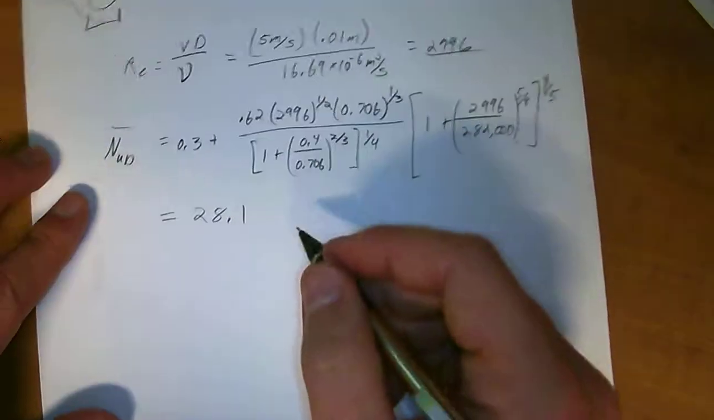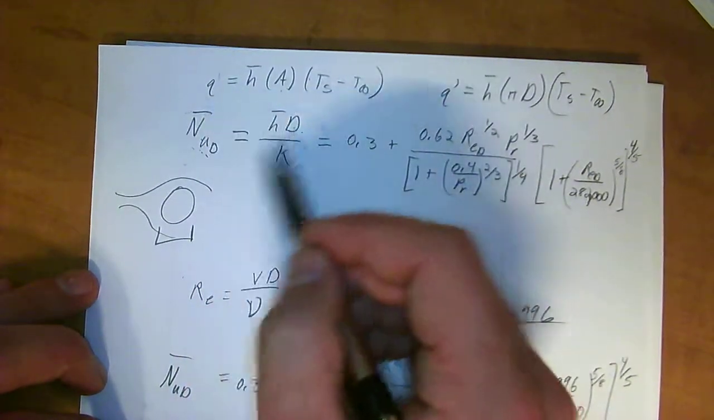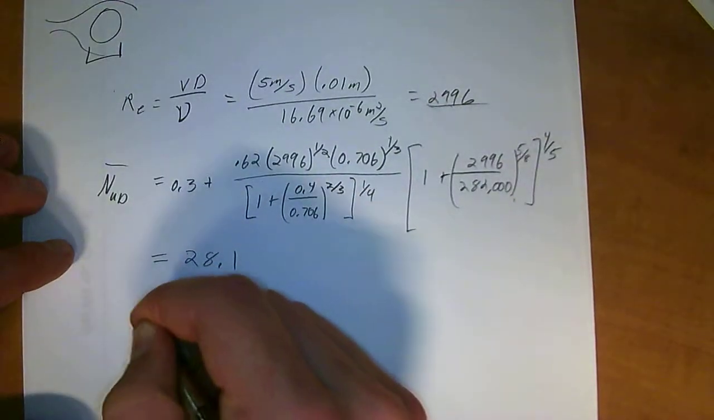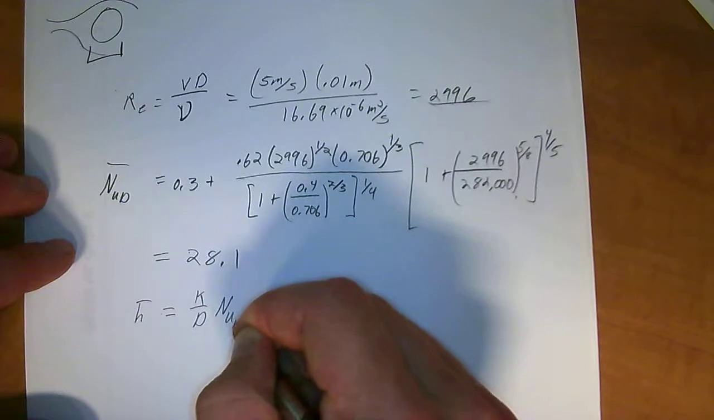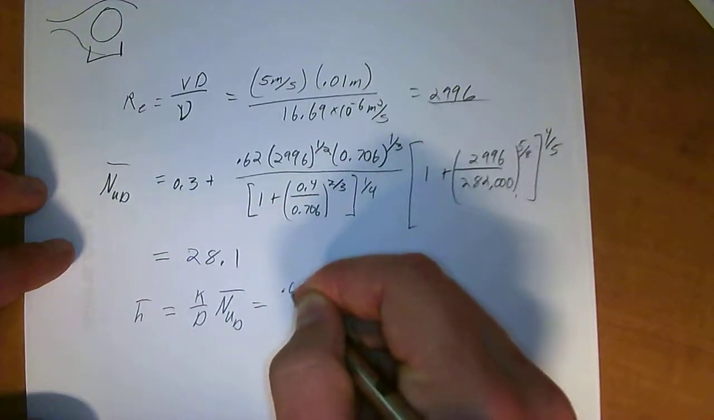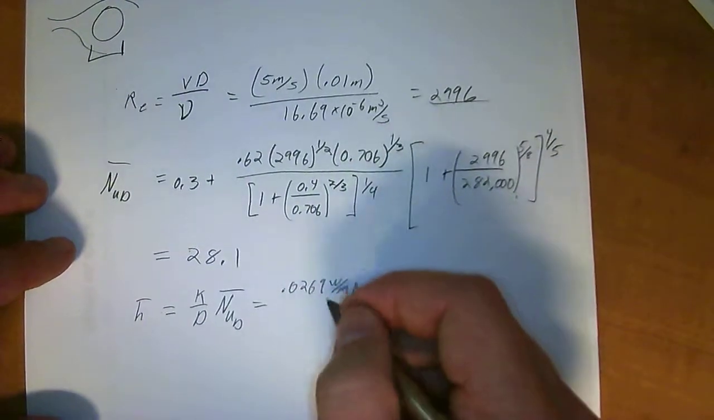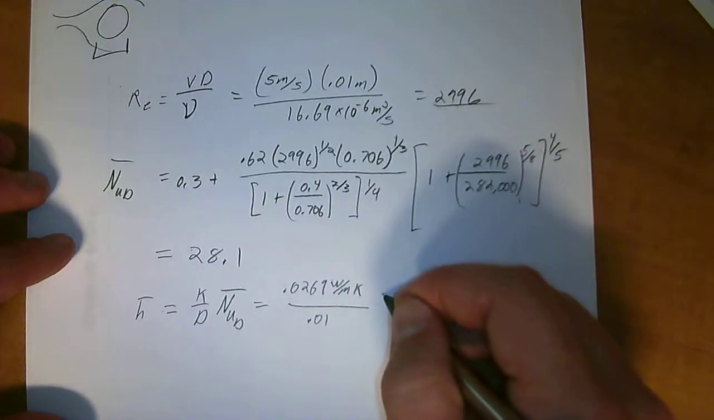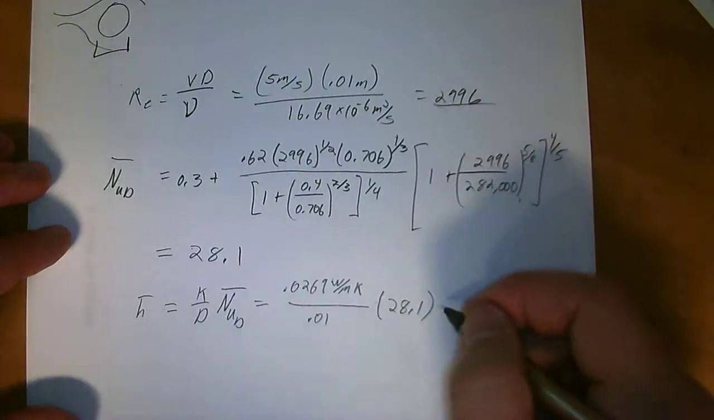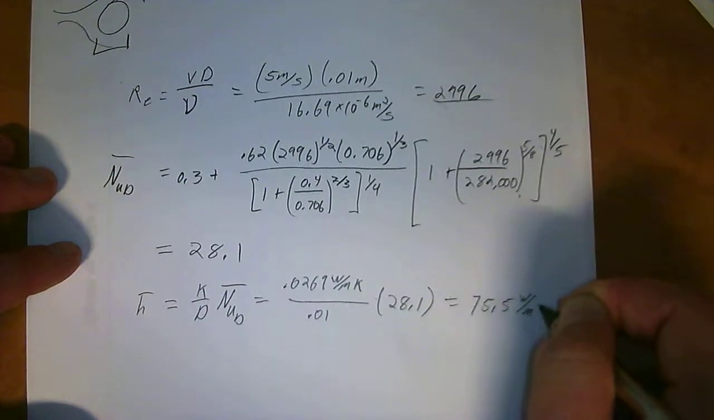So now, if you take this Nusselt equation up here and move k and D over to the other side, because we just solved for Nusselt, multiply by k and divide by D, you have h bar equal to k over D times Nusselt D average, which is equal to 0.0269 watts per meter Kelvin, which is the value of k, over 0.01, the characteristic length of the cylinder, which is the diameter, times 28.1, the Nusselt number that we just solved for. If you solve that out, you end up with 75.5 watts per meter squared Kelvin.